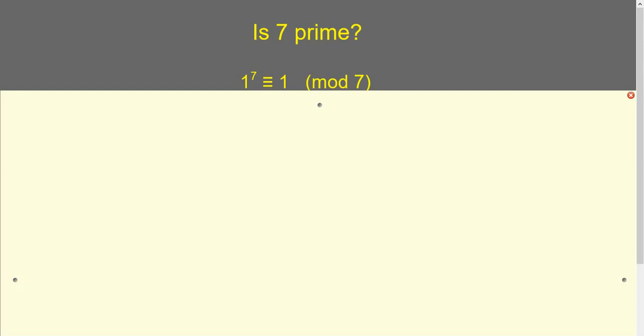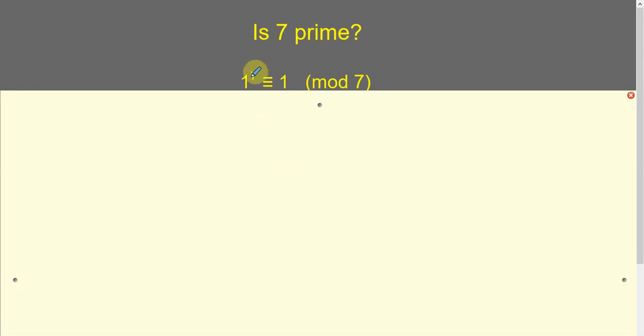In this video, let's just apply what we've learned so far with a few examples. So suppose we want to determine whether 7 is a prime using Fermat's little theorem as the test. We of course know that 7 is a prime, but let's pretend we don't know that and go through the steps. So 1 to the 7, is that congruent to 1 mod 7?